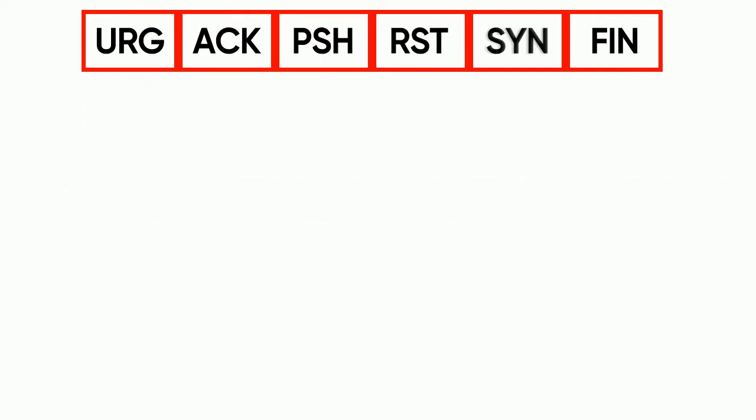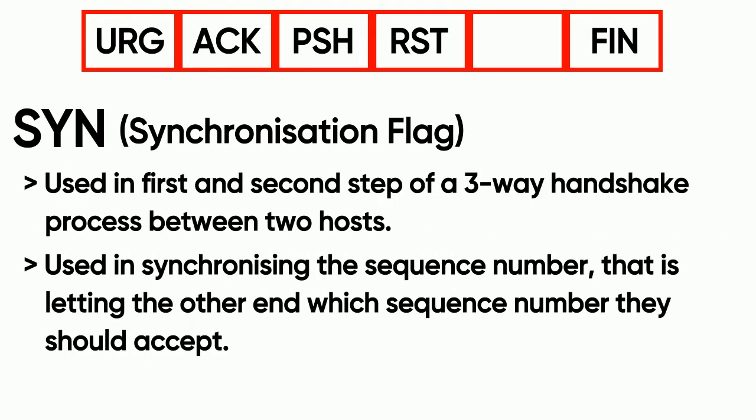Now let's move on to the synchronization flag, or the syn flag. This one is used in the first step of a three-way handshake, and the second step also, because in the first step we send a packet with the syn flag on, and then the host, if they want to communicate with us, sends back a packet with the syn flag and the acknowledgement flag on. So it's the first step and the second step. Also the syn flag is used to synchronize the sequence number in a TCP header. That is, it lets the host, the target that we were sending our packets to, know the sequence number they should accept.